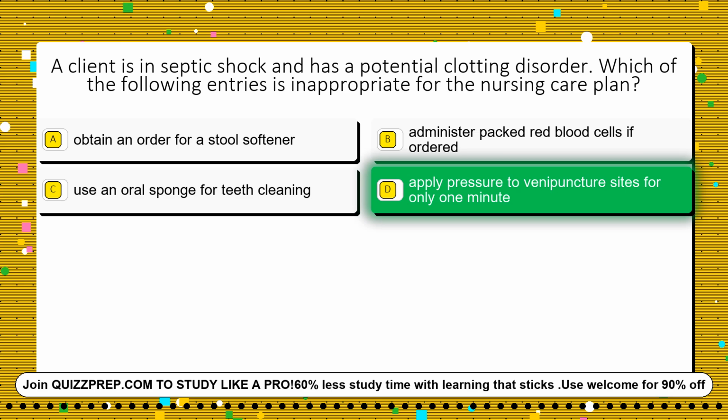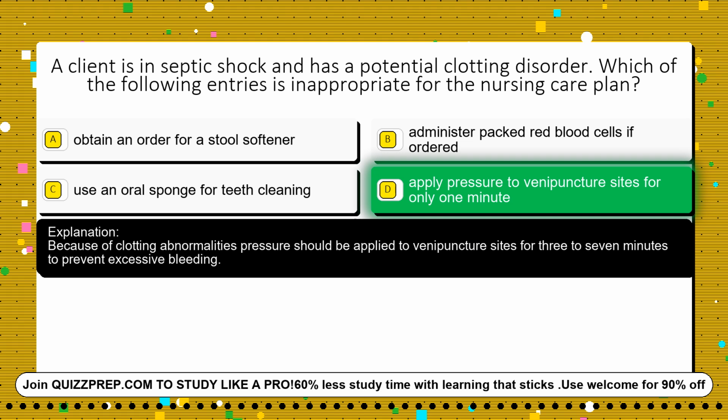The correct answer is option D, apply pressure to venipuncture sites for only 1 minute. Because of clotting abnormalities, pressure should be applied to venipuncture sites for 3 to 7 minutes to prevent excessive bleeding.